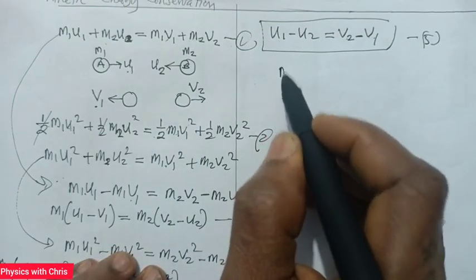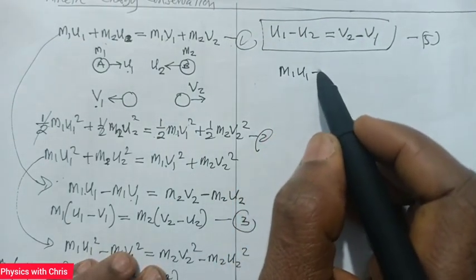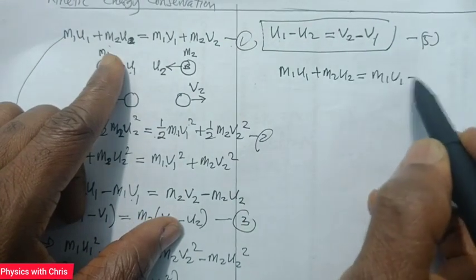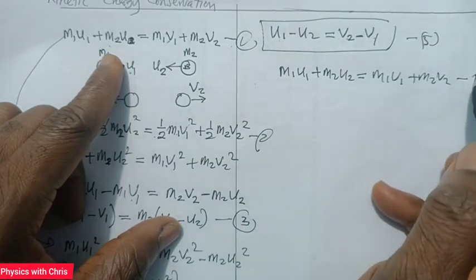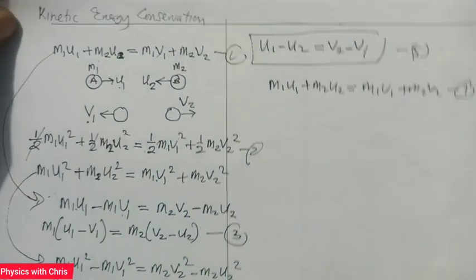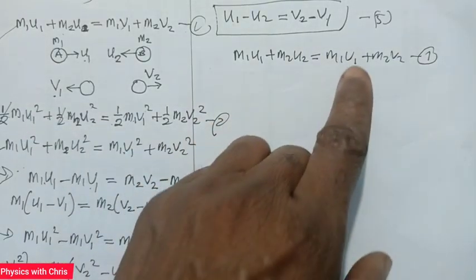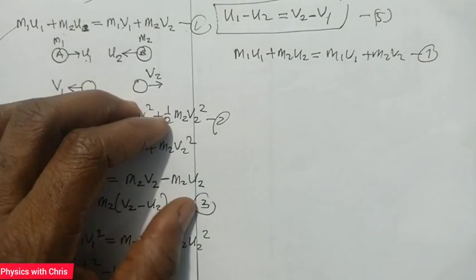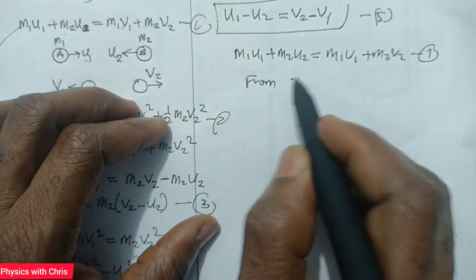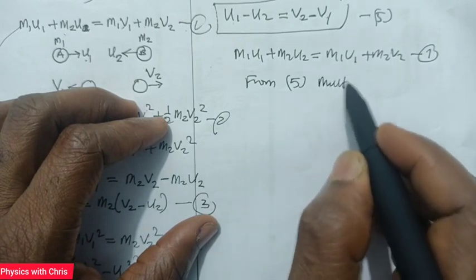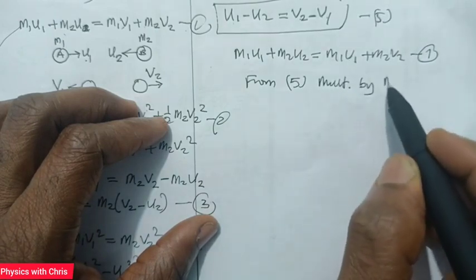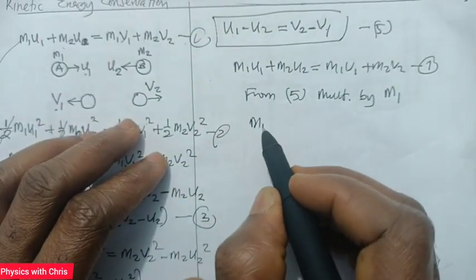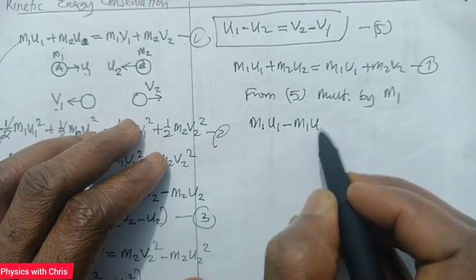And I'll still have my equation 1 again, m1u1 plus m2u2 is equal to m1v1 plus m2v2. So these two equations, that's my equation 1, will be very essential in solving the unknowns, that is v1 and v2. Okay, so how do we find v1 and v2? Let me take from equation 5. Can I multiply equation 5 through by m1?